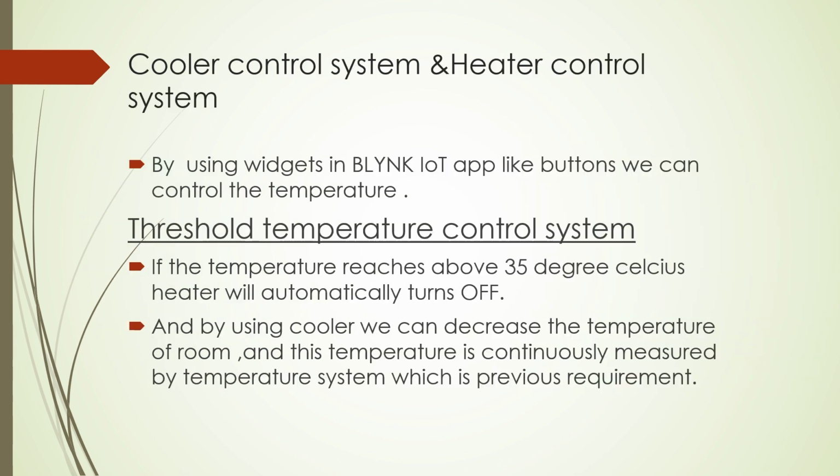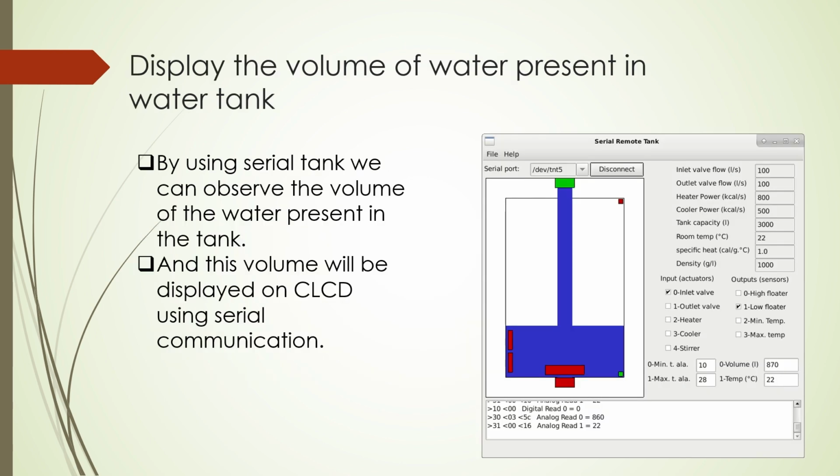Next, the cooler control system and heater control system. By using widgets in the Blynk IoT app, like buttons, we can control the temperature, and the threshold temperature control system is another requirement. If the temperature reaches above 35 degrees Celsius in a room, the heater will automatically turn off. And by using the cooler, we can decrease the temperature of the room, and this temperature is continuously measured by the temperature system, which is a previous requirement.